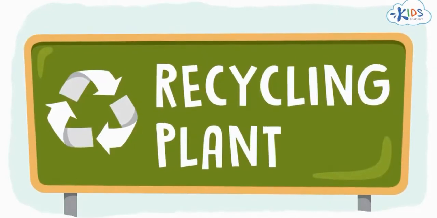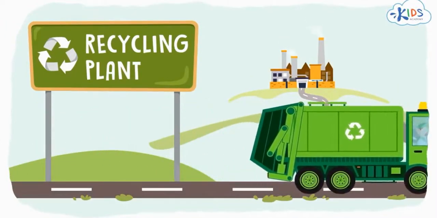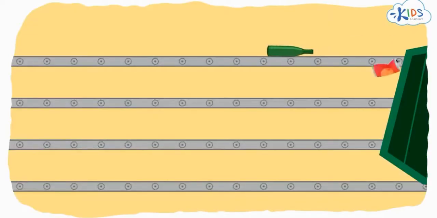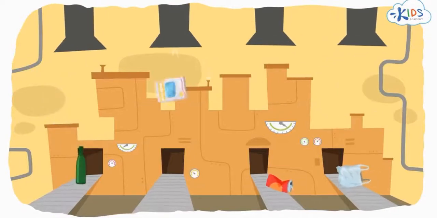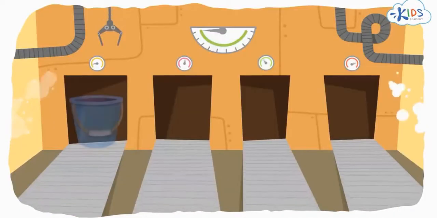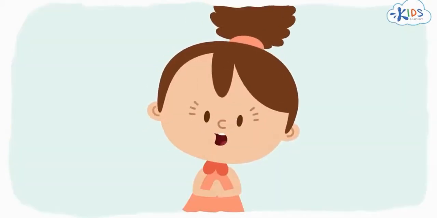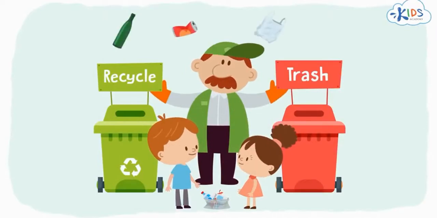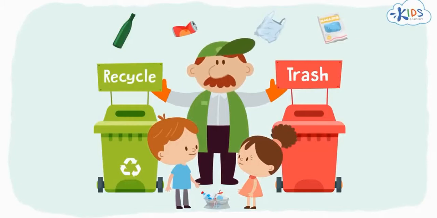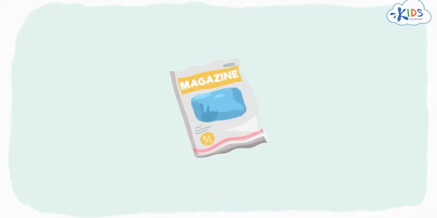And then what happens? The recycling bins go to a special place called the recycling plant. That's where the magic happens. Bottles, cans, plastic, and paper are chopped into tiny bits. Then they are melted or turned into mush. Now they can be used to make new things. That's recycling. Wow, that's amazing! Well, how can we recycle? You can start by putting all of the recyclable trash into the correct bin. Remember, only glass, metal, plastic, and paper can be recycled.